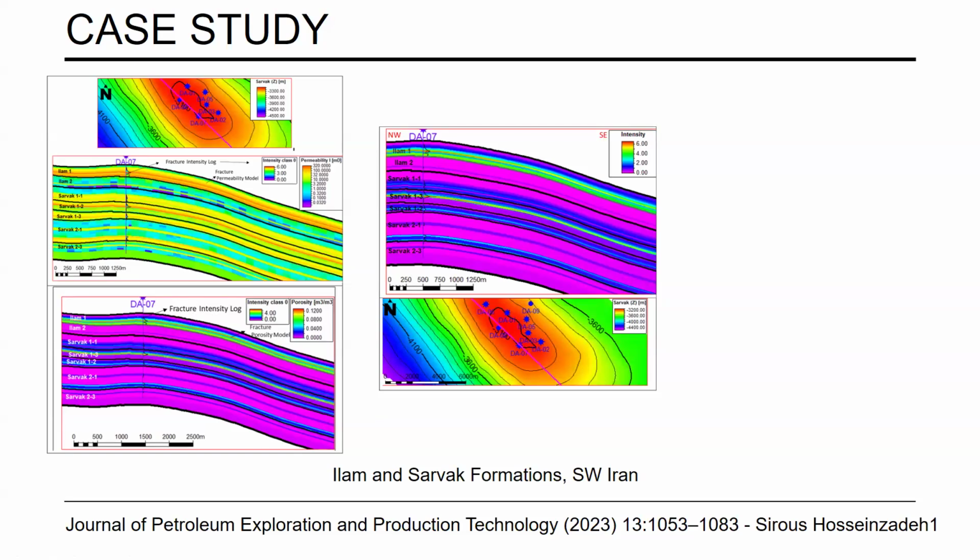So the point I am trying to make is that this particular intensity log has not only been helpful over here to understand which formation is producing more, because there are two formations, Ilam and Sarvak, but it can also help give you locations if you are in an appraisal phase or a development phase.